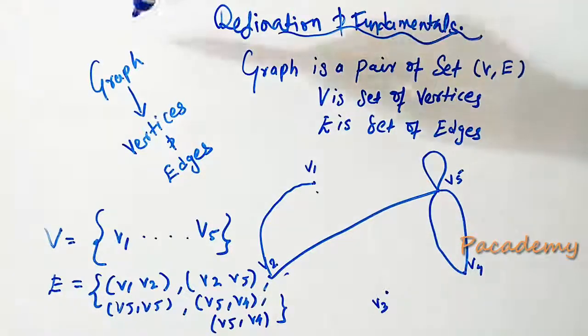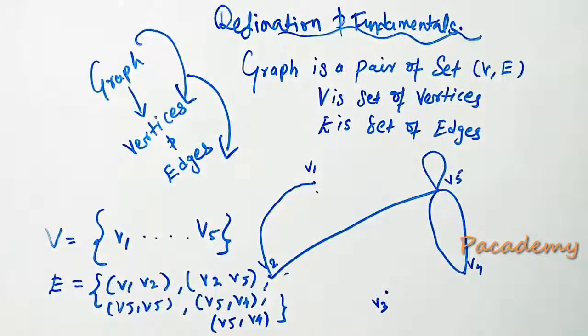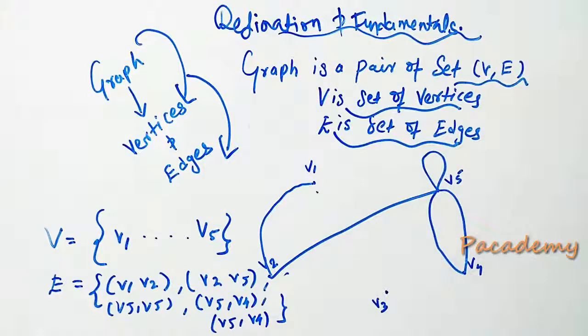So any graph is a combination of two objects. One is a vertex and the other is edges. So a graph is a pair of sets V and E. V is a set of vertices and E is a set of edges.